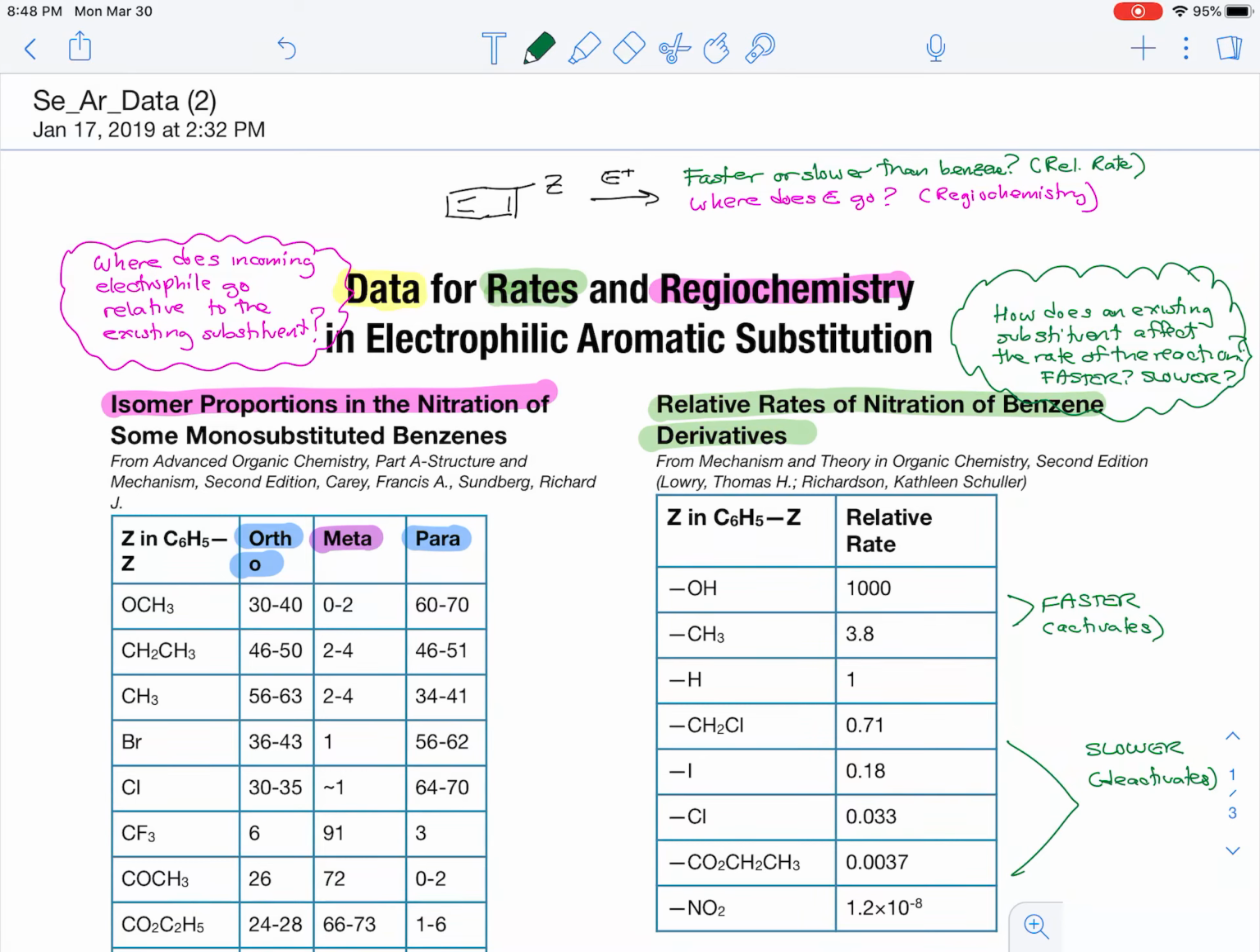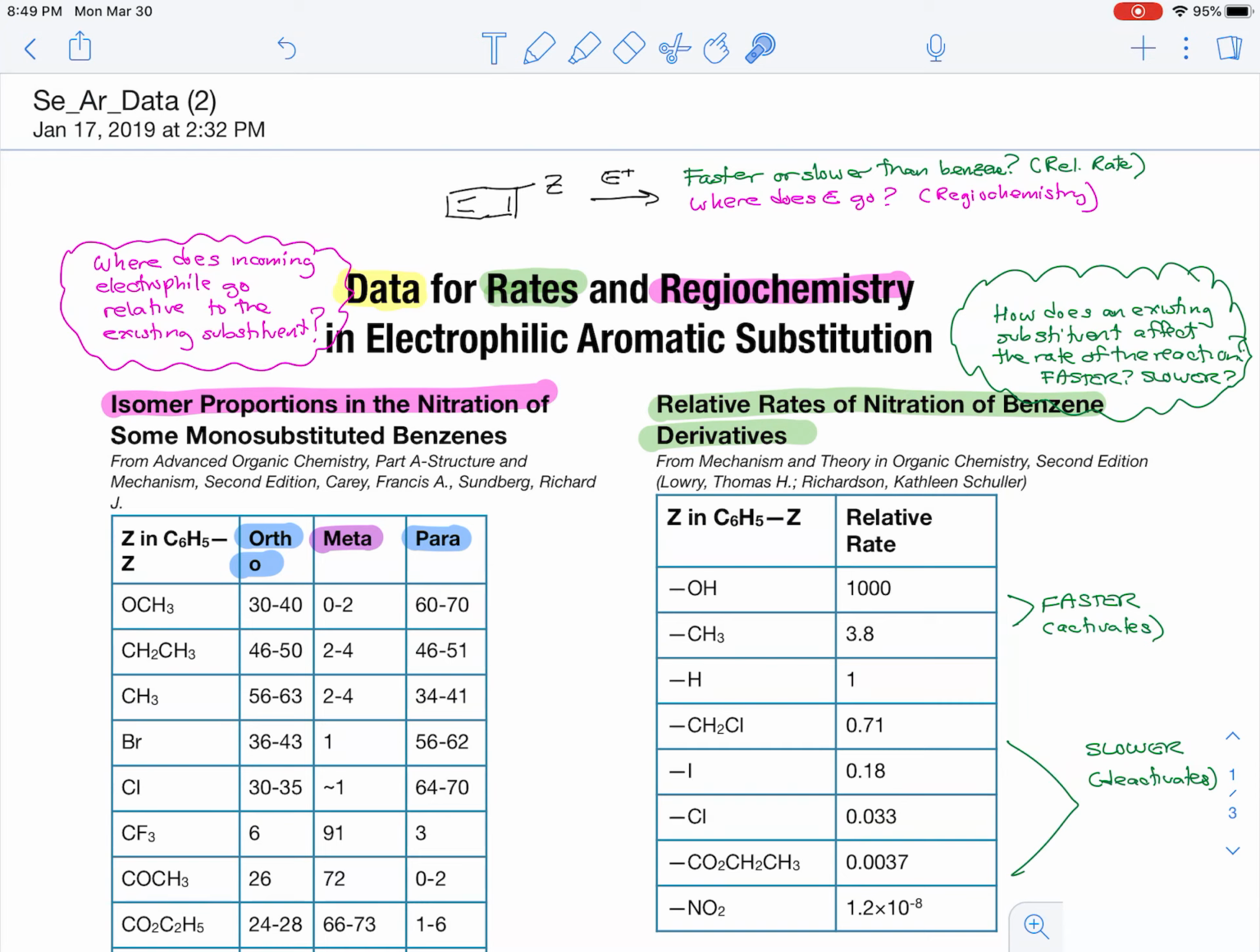What the data shows here is information about what happens when we have some group Z on the benzene ring. And the two questions we want to ask are, when we add our electrophile, does this make this compound react faster or more slowly than benzene? And also, where does the electrophile go? So in other words, we're looking at the effect on the rate and the effect on the regiochemistry.